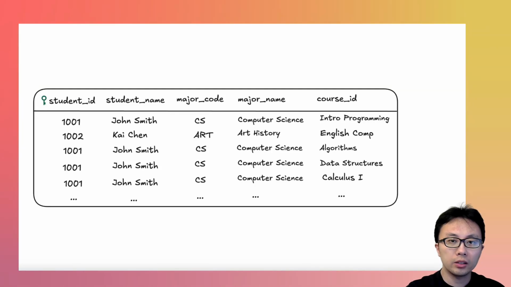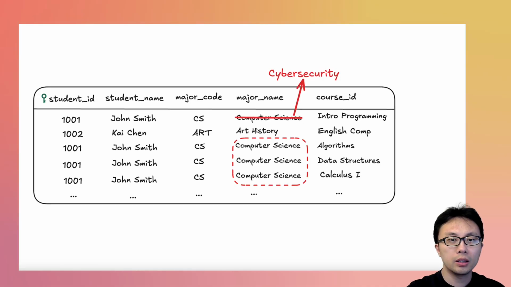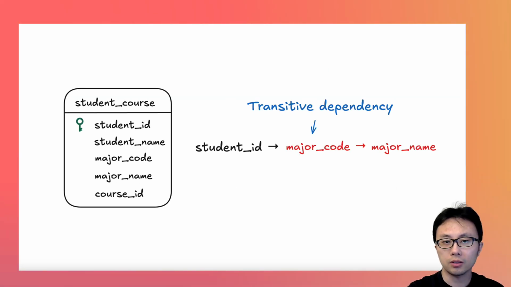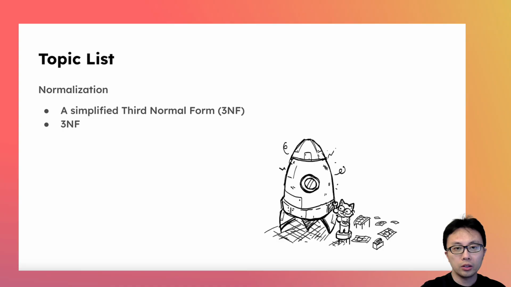Imagine this. You updated a student's major name in one row in a table, but forgot to change it in the other three. Now your data is inconsistent, and worse, your reports are wrong. This happens when your table has transitive dependencies. In this video, you'll learn how the third normal form can be used to address issues like this in your database design, and why it matters in real-world situations.